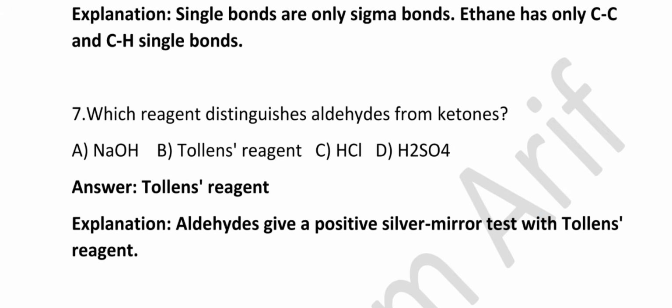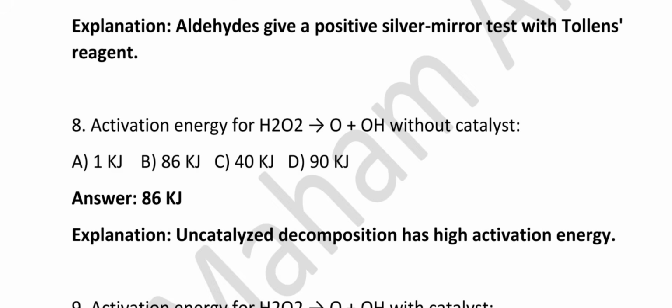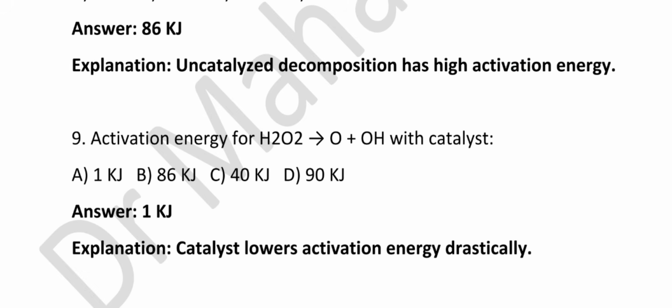Which reagent distinguishes aldehyde from ketones? It is Tollens reagent, because aldehydes give a positive silver mirror test with Tollens reagent. Activation energy for this reaction without a catalyst is 86 kilojoules, because uncatalyzed decomposition has high activation energy. And activation energy for the same reaction with catalyst is 1 kilojoule, because catalyst lowers the activation energy drastically.